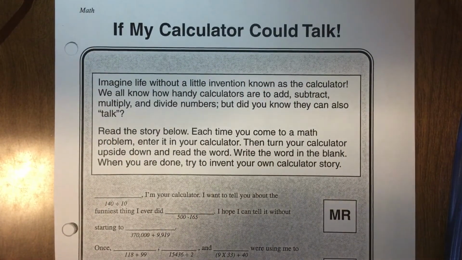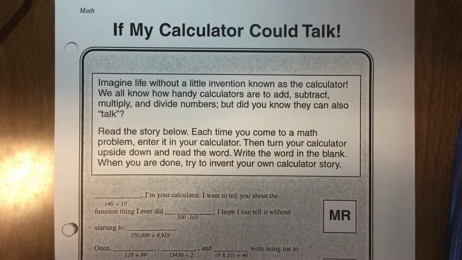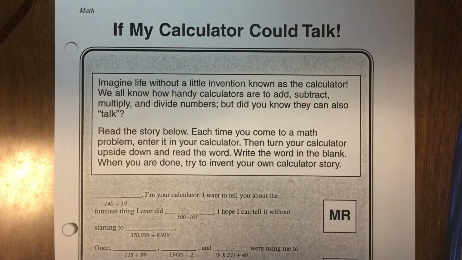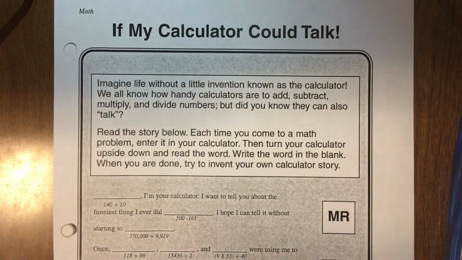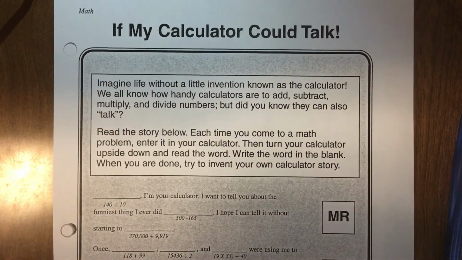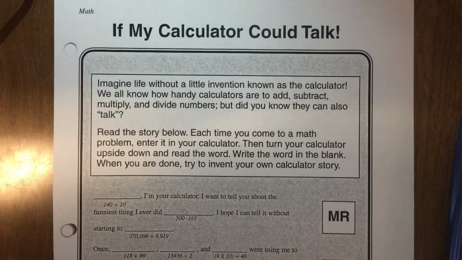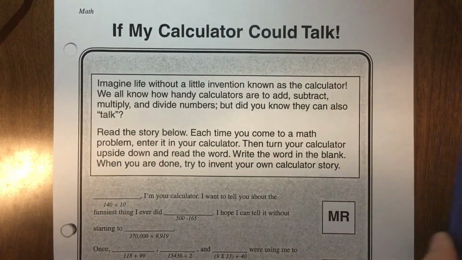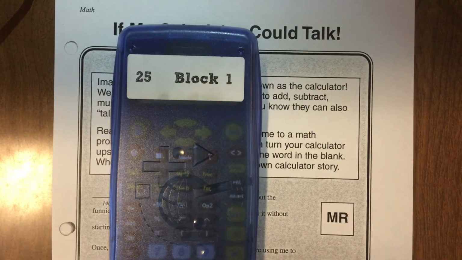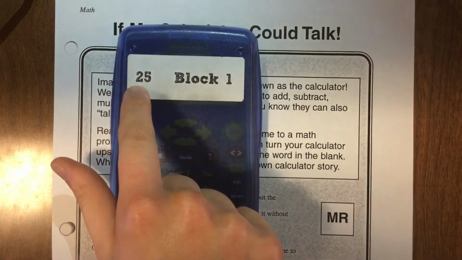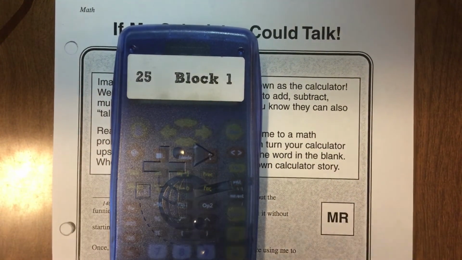Okay, we are going to do some calculator training and learn how to use the calculator today. So you are going to need 2 things with you at your desk. You're going to need this paper in front of you, if my calculator could talk. We're going to put in some numbers and expressions and see what our calculator is saying. Also, you're going to need your calculator. So make sure you've got your calculator. Check and make sure the number matches your math number.